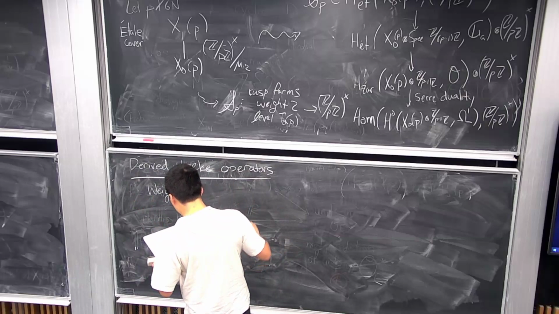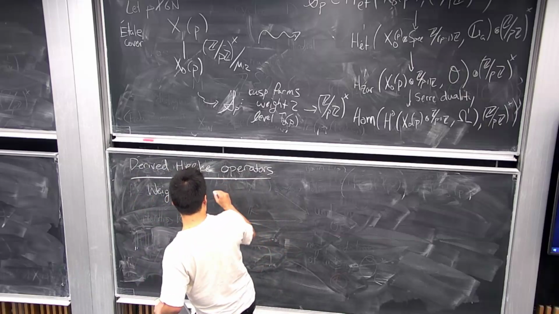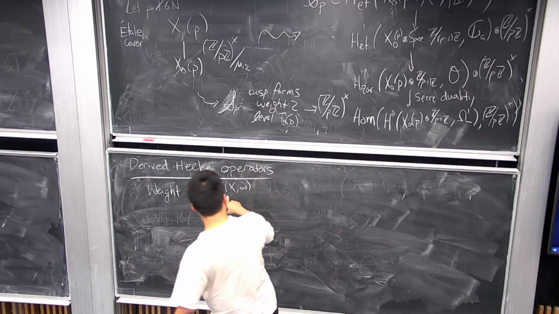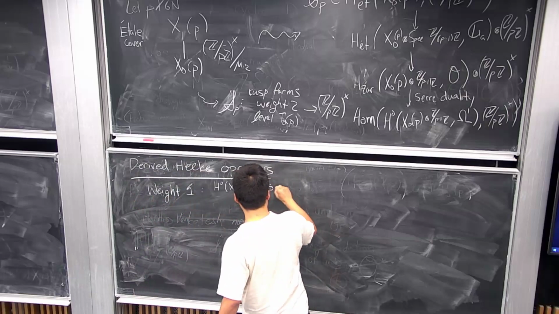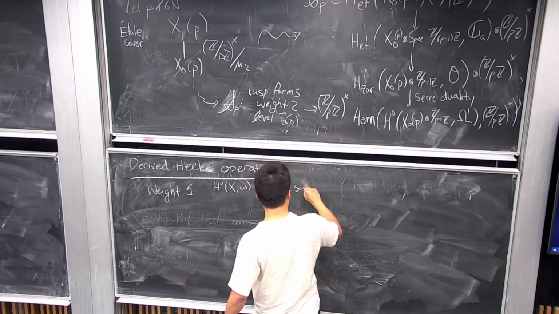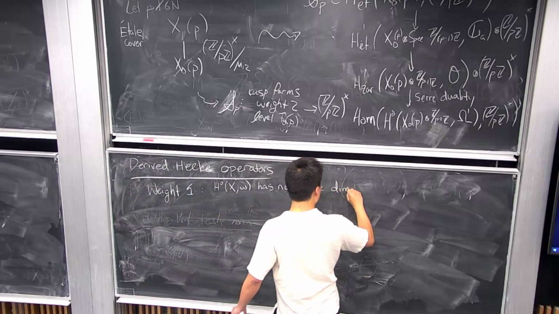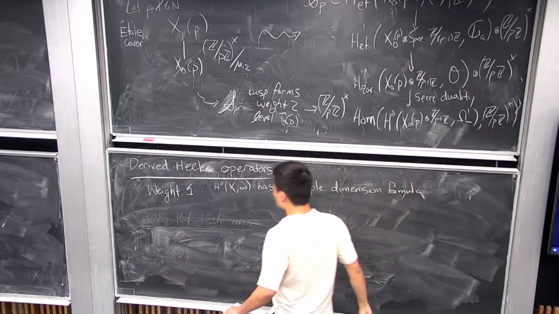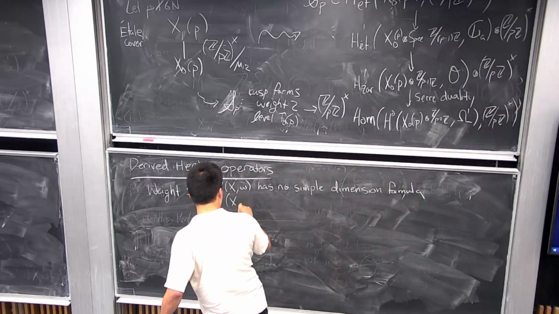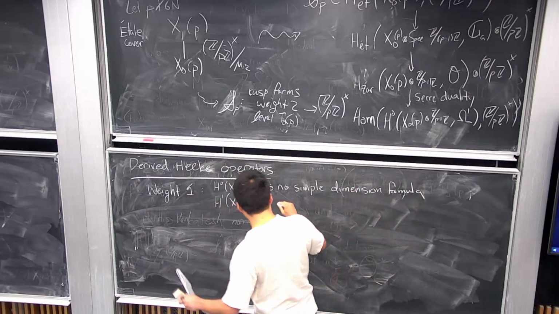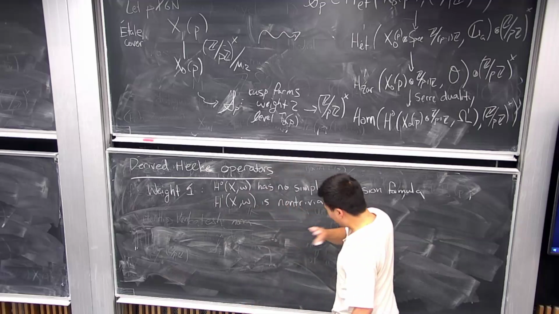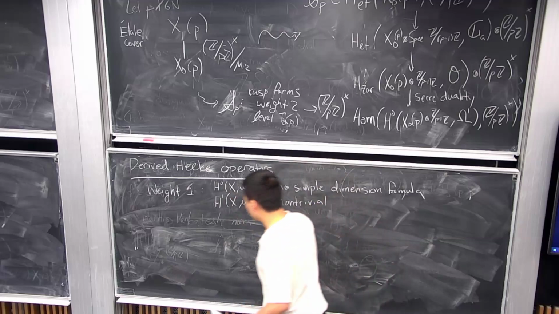So let X be a modular curve and omega a Hodge line bundle. There's no simple formula for the dimension of this in weight 1. And H1 is non-trivial. This does not happen for weight at least 2. So we have two cohomological degrees where things are happening.